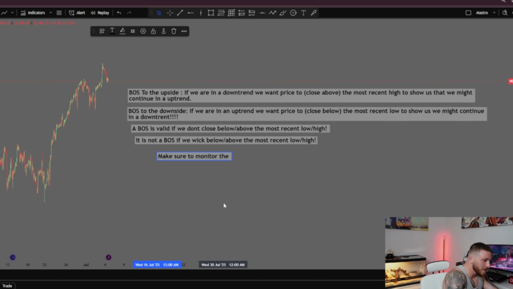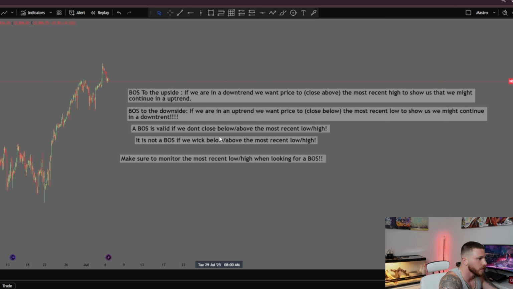Monitor the most recent low slash high when looking for a break of structure. Okay? That should be your last note right there.